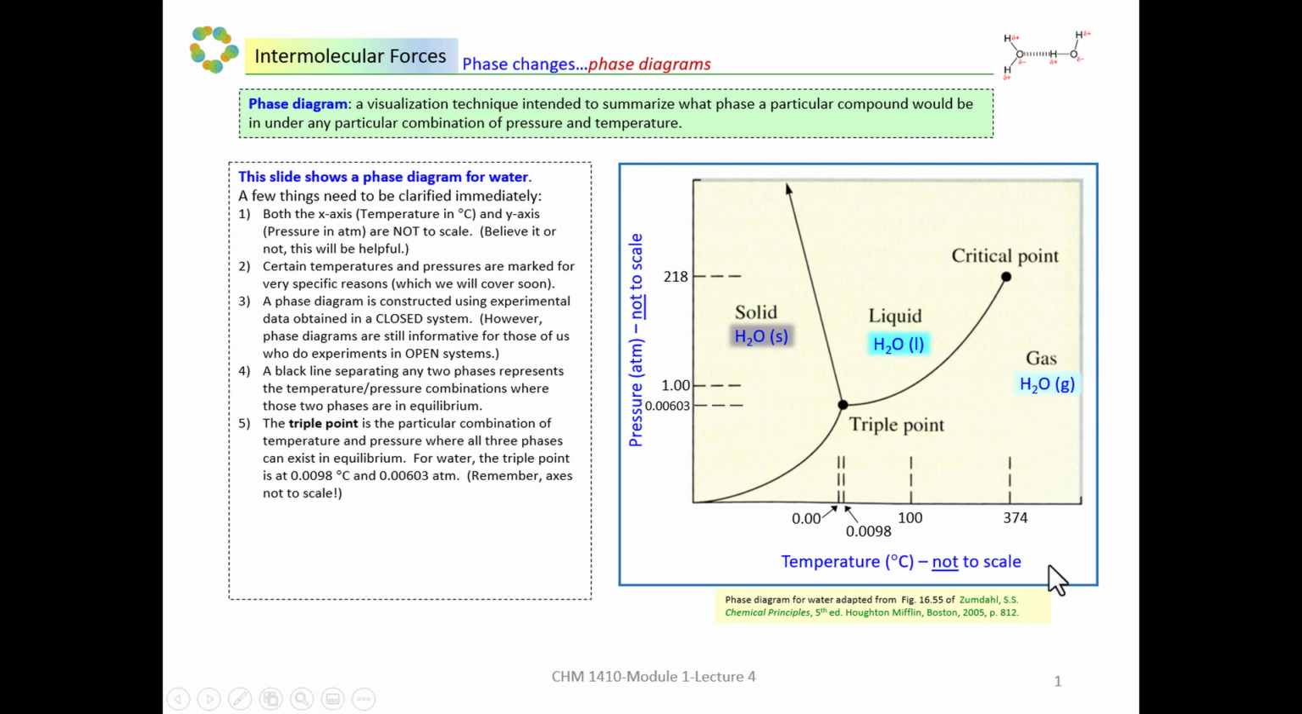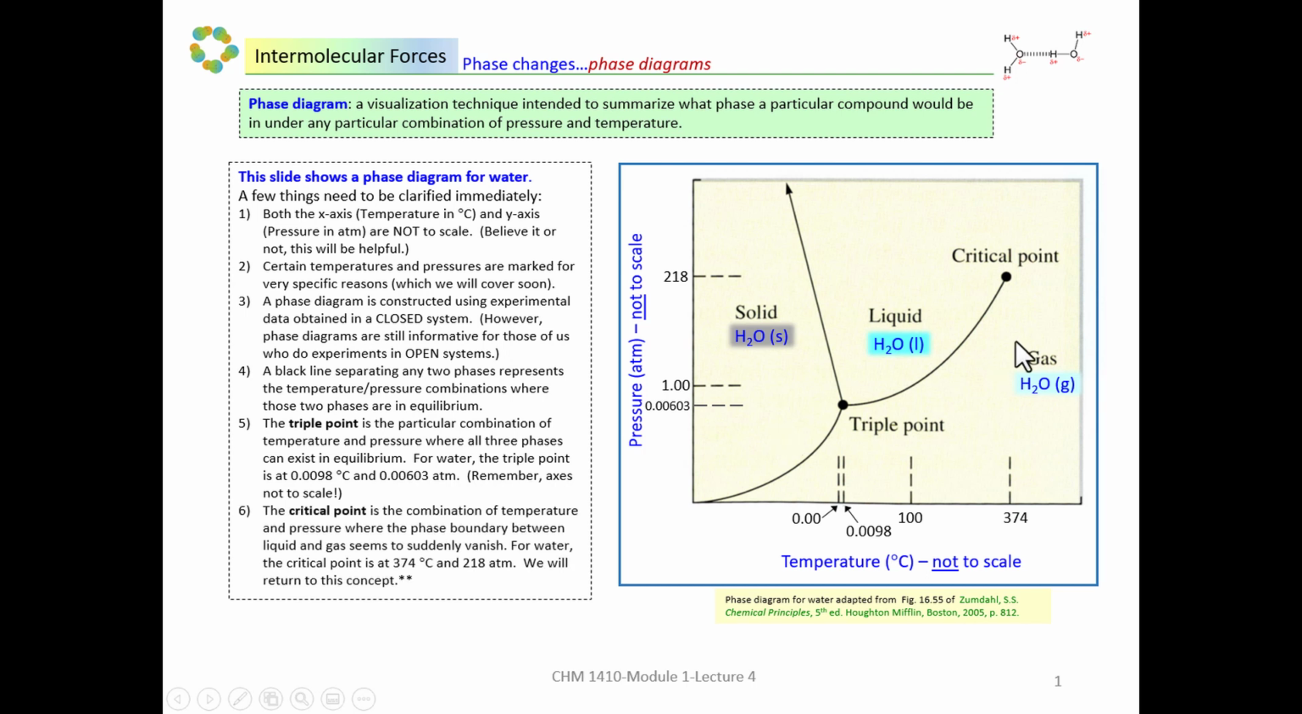The triple point, which is marked on the diagram here, is where all three of these lines meet, and it's the one combination of temperature and pressure where all three phases can exist in equilibrium. For water, the triple point is at 0.0098 degrees C under a pressure of 0.00603 atmospheres.